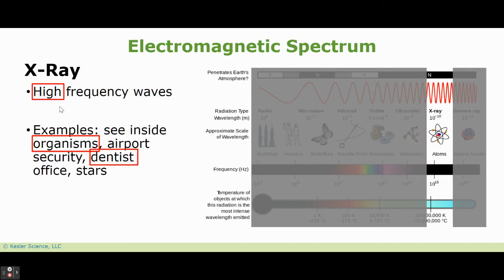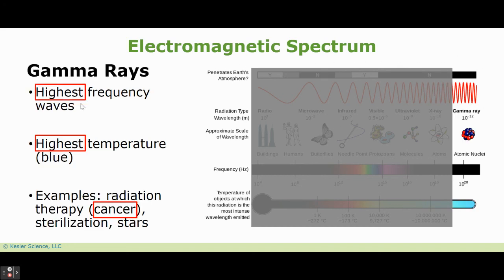X-ray. So this has pretty high frequency waves, but it's not the highest. You can see in comparison to radio waves, it has a higher frequency, shorter wavelength. Some examples are how we see inside organisms. If you break your wrist or your leg, they use those X-ray waves in order to take a picture of your insides. Airport security, dentist office, stars. Those are all examples.